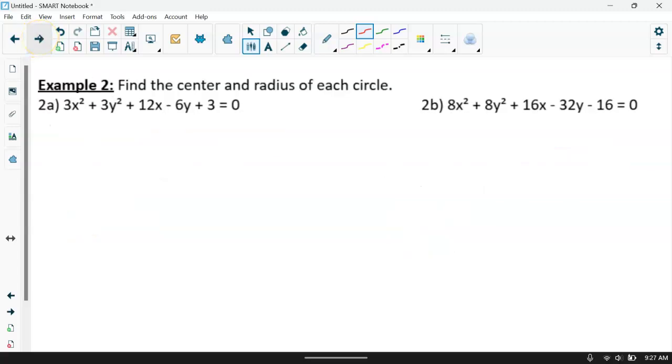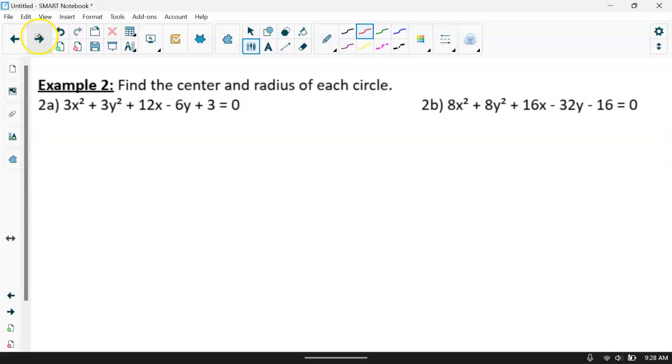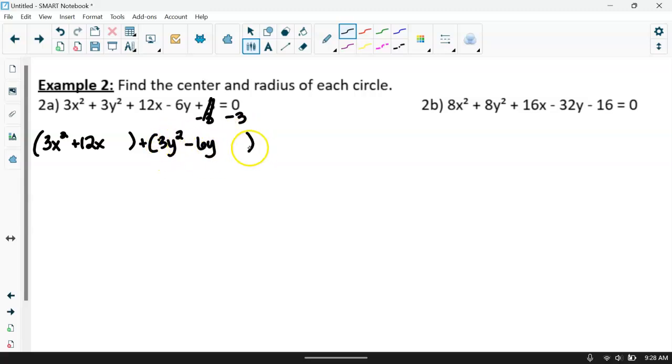So now here, notice before when we had the x squared, y squared, the coefficient is 1. But what if now it's not? So this is a little different. We're still going to go through and organize. So notice here, we need to subtract 3 from both sides. So now we're going to organize here. I've got 3x squared plus 12x, and plus 3y squared minus 6y is equal to negative 3.